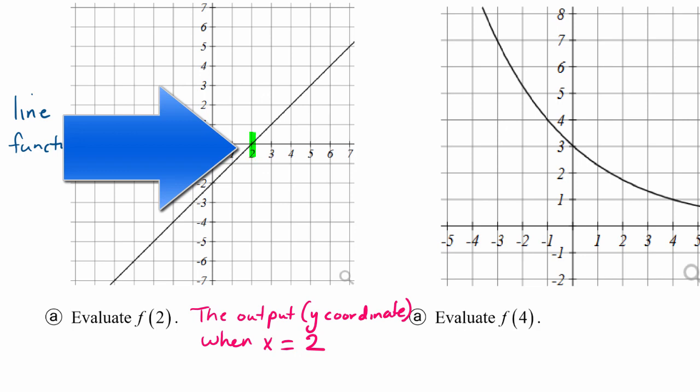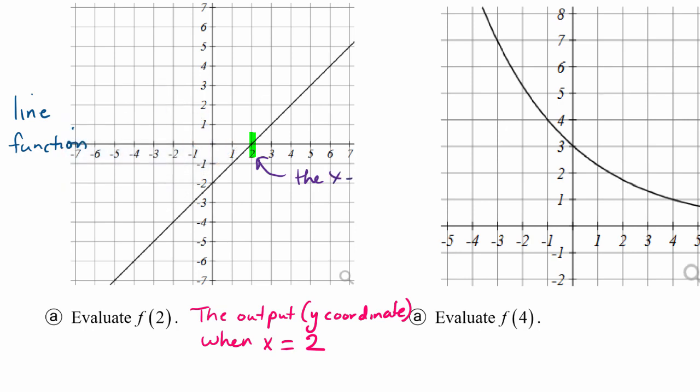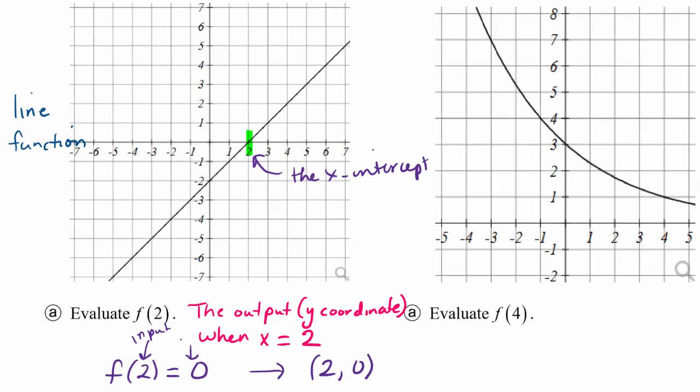And we know this as the x-intercept. Turns out that that's the x-intercept. So that means that f of 2 is what number? Yeah, f of 2 is 0. That corresponds to the ordered pair 2, 0, which is our x-intercept, and again in function notation, this will be your input value, and this is your output.